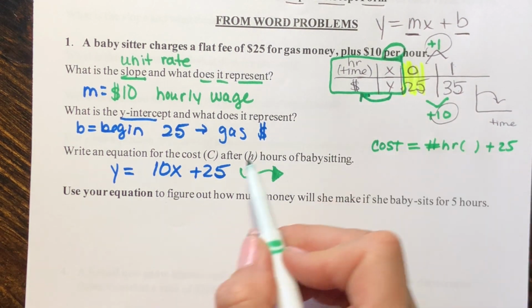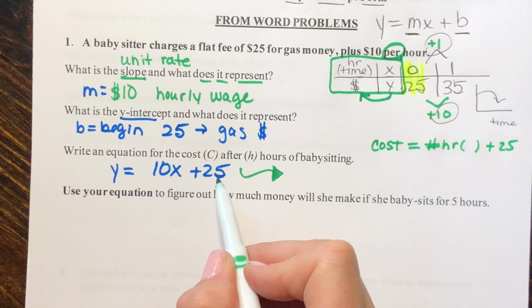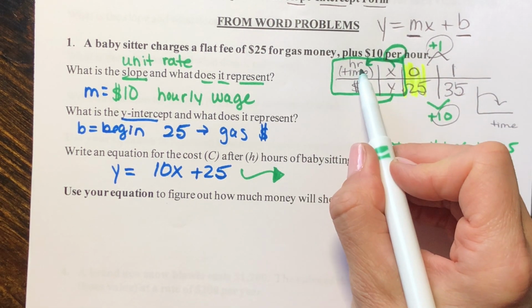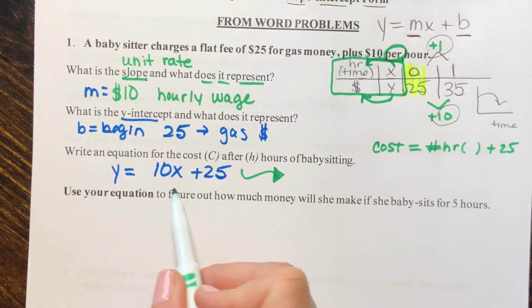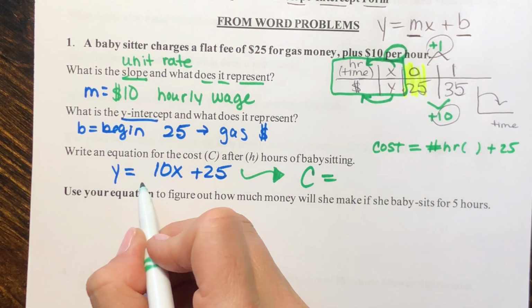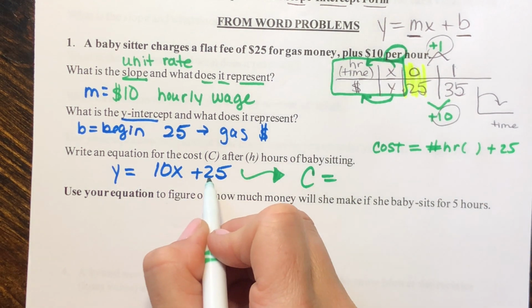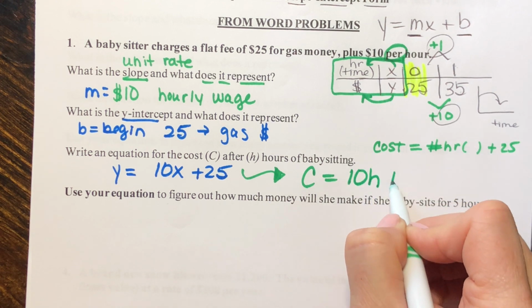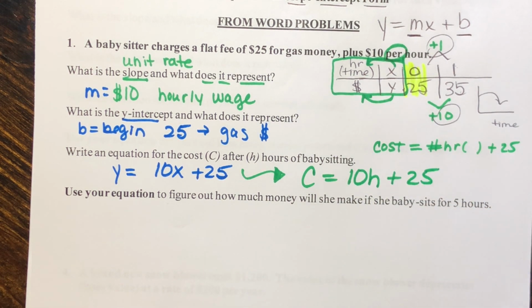Here's the other reason, you guys, why I had you do this. Because if you are confused where to put the C and where to put the H, look back up here. What did I say that the X almost always is? It's time. So I'm going to put the H here and the C there, and my brand new equation is not Y equals 10X plus 25 anymore. It's C equals 10H plus 25.